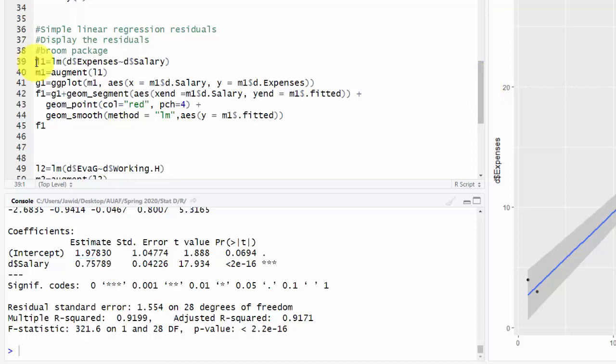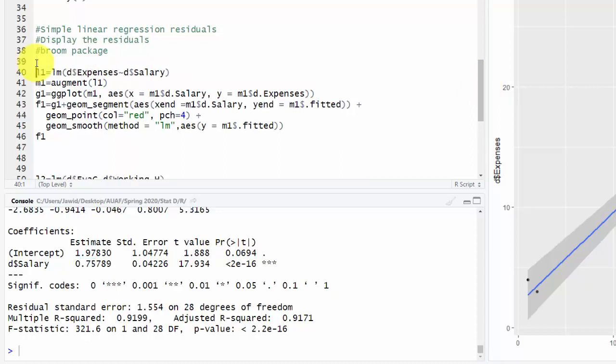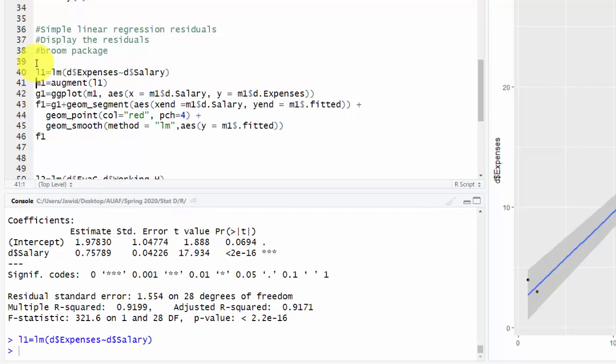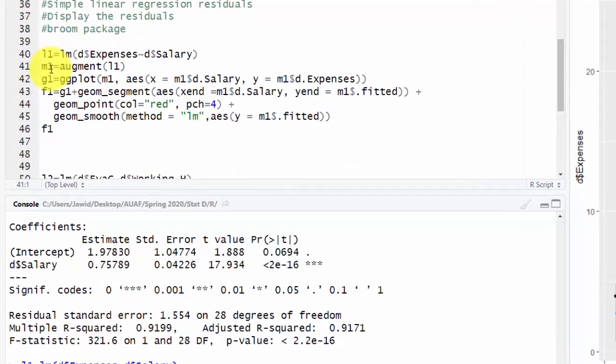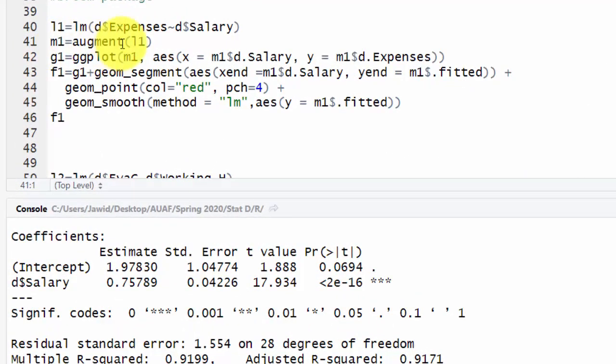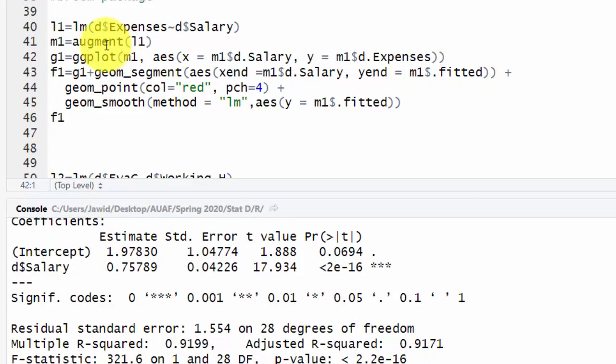I run the linear model function of expenses and salary. I call it L1, and then I store everything that this linear model produces in an object called M1 using the augment function. Now I use ggplot again in order to plot the residuals. I use, of course, this time M1 as my data set, where I have stored all outputs of the linear model L1, and then X values, again salary, Y values expenses.